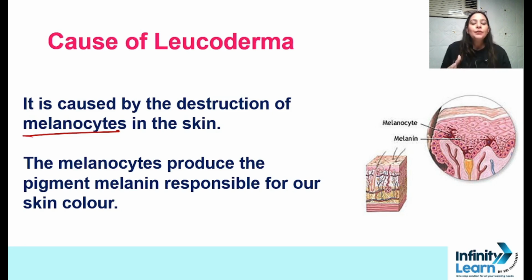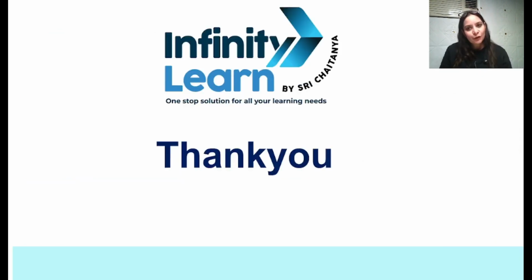So there is some defect in the melanocytes, whether they are destroyed or not functioning properly. As a result, they are not secreting the required amount of melanin, and that is the reason leukoderma is seen in a few people. Right? So remember that melanocytes produce melanin and they are located just below the skin. With this, we have finished talking about one of the sense organs, that is skin.